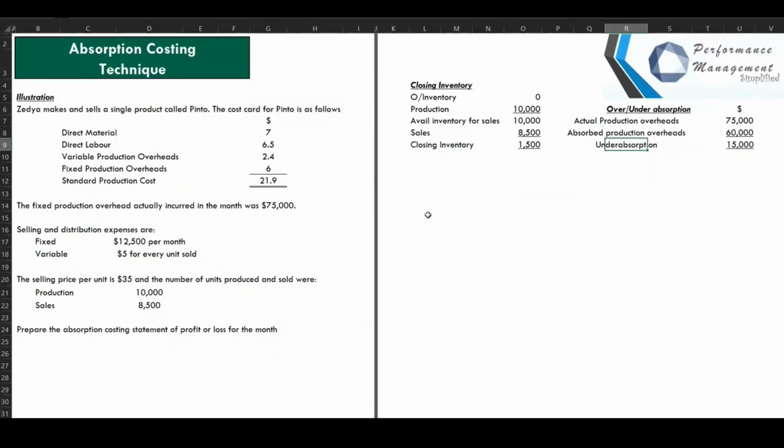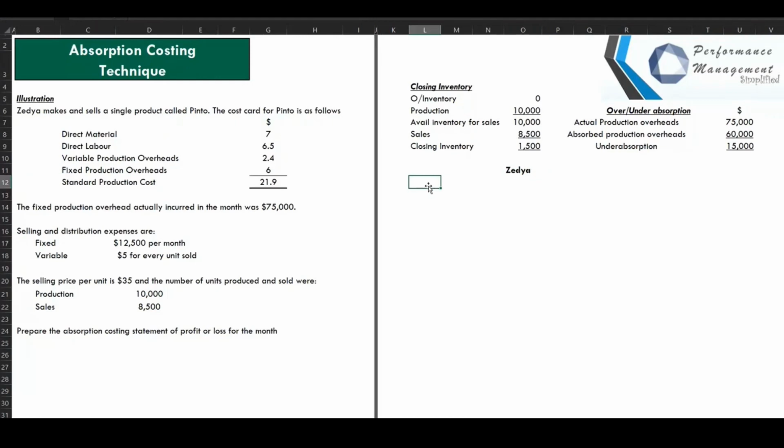It's a case of under absorption. Now that we have all the details required, we can simply dive into the profit statement itself. So I'll write Z here. What are we trying to do? We're trying to prepare a profit or loss statement for the month using absorption costing. That's what we're trying to do in our denomination.